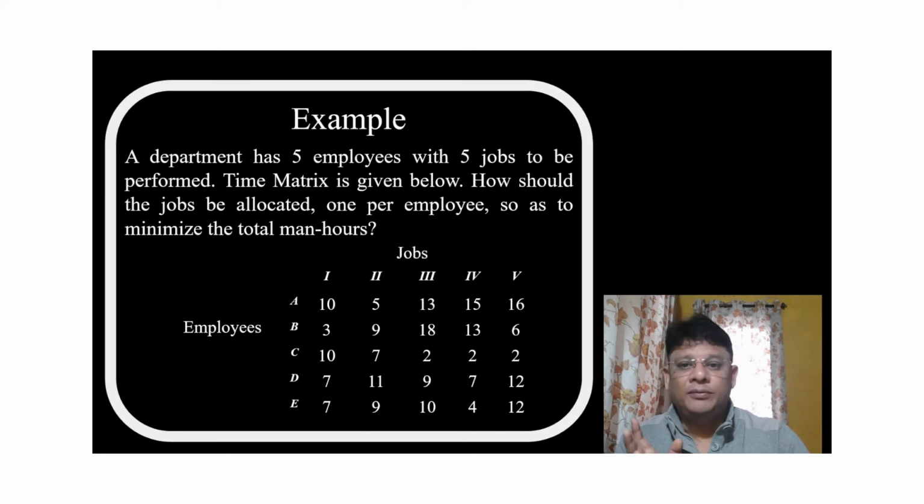Let's take a scenario. Now in a department, you have 5 employees and 5 jobs. Now you have to assign these jobs to the employees so that their total man hours will be minimum, right? Of course, time is a factor, so you always want that the job must be completed in less number of hours, right? So this is basically the problem of minimization, right? Now how to go step by step using the Hungarian method to find the optimum solution.